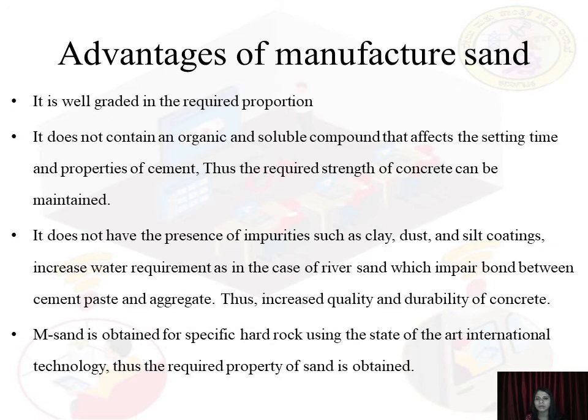The next is it is artificially manufactured, so the required property can be obtained. As I told now, as it is an artificially made sand, you can alter the properties of sand as per your requirement. The next is it does not contain impurities such as clay, silt, which is present in river sand. Therefore, by using this M sand, it increases the quality and durability of concrete.